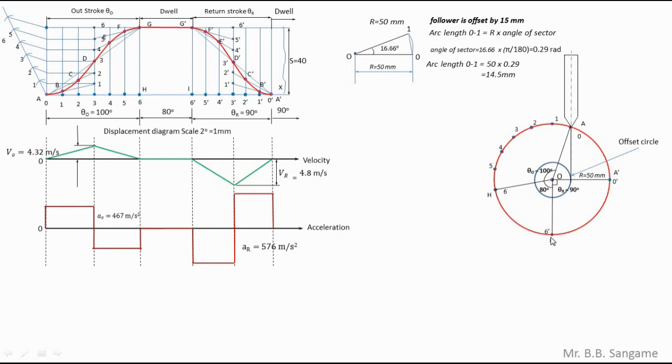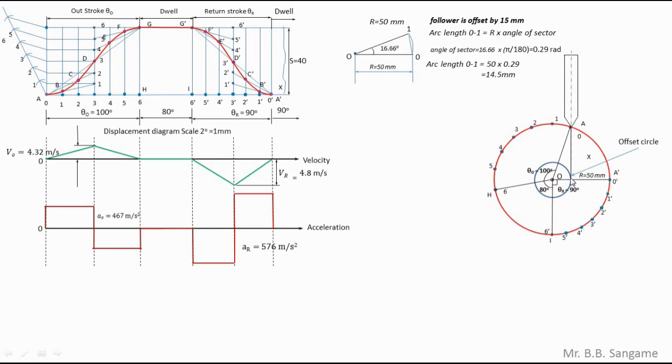Similarly, I am going to divide the return stroke. It is quite easy to divide the return stroke into 6 equal parts here. Because the angle is 90 degrees, one part will have a magnitude of 15 degrees. Let us plot the first point at an angle of 15 degrees. Similarly, second, third, fourth, fifth, and this is the sixth.